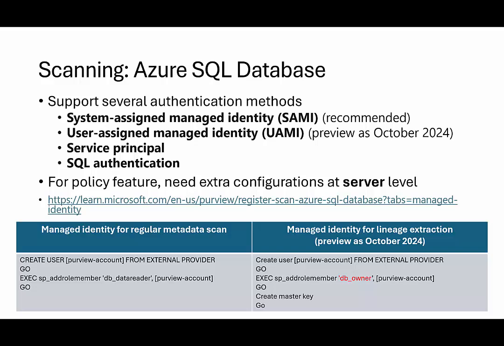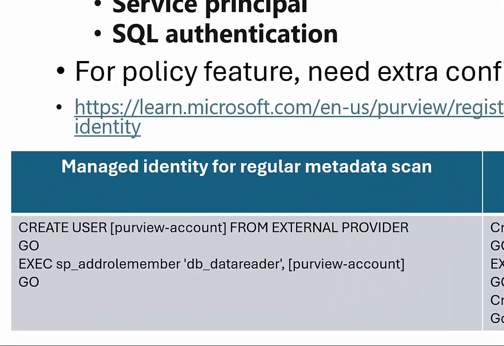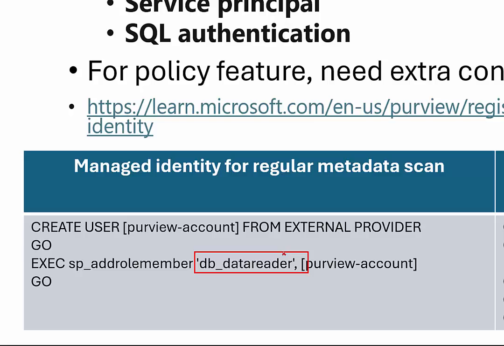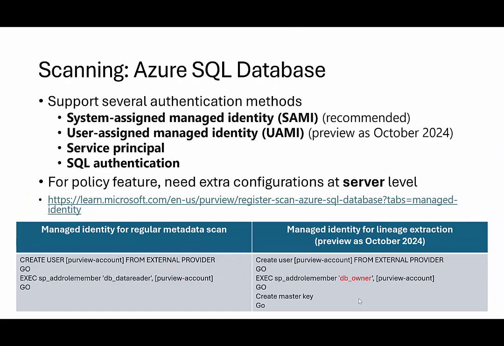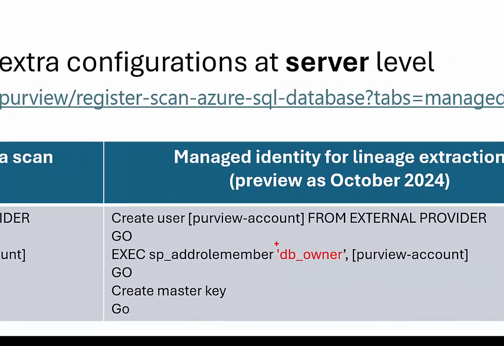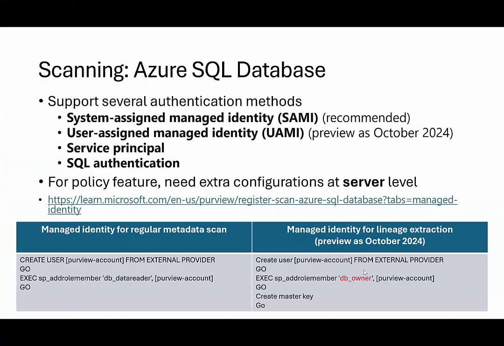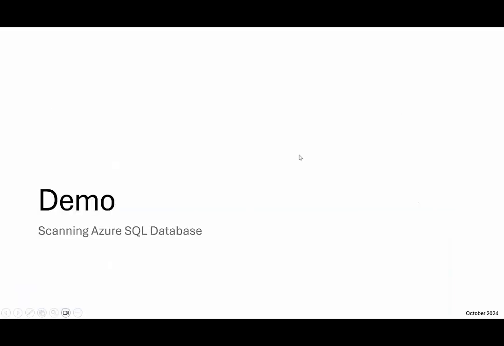To be able to perform the scan, you need to connect with the Microsoft Entra ID account on your database and apply the following scripts if you want to be able to scan your tables. If you want just to perform a regular scan, DB data reader is enough. If you need to do a lineage extraction, be careful. In this case, you need a DB owner. Sometimes assigning DB owner to a service could be not possible. But for metadata scanning, the regular one, DB data reader is enough. But let me show you that in action.